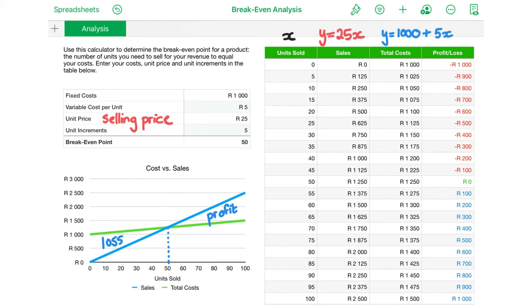Remember that you can be asked to complete a table such as this one in a test or an exam and use the table to plot a graph looking like this. When you plot your graph, always indicate which line is which. So in this case, they have the blue line, which is the sales. You can also call this the income line. And we have a green line, which is the total cost line.